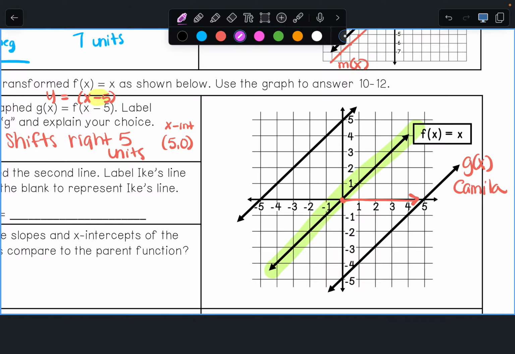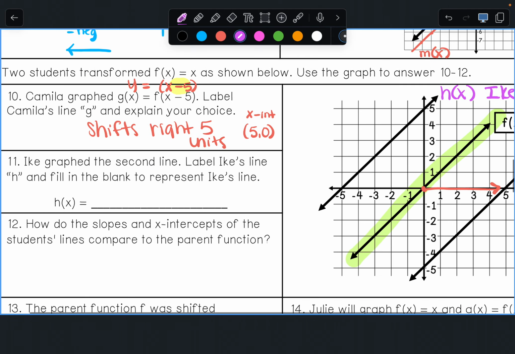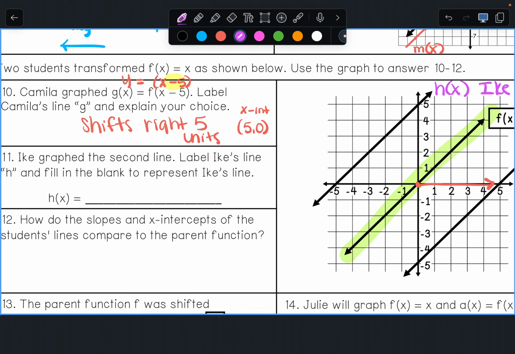Shifted to the right 5 units. Now it says on number 11, Ike is the one that graphed the second line. Ike's line is h of x. Okay. We need to write the equation of Ike's line. The new x-intercept of Ike's line is what?